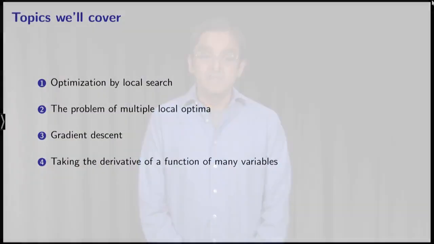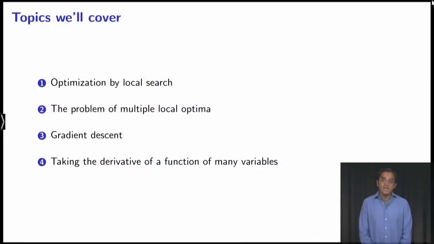So today we'll start by talking about what it means to solve an optimization problem using local search and about the problem of having multiple local optima. We'll then look at the algorithm, gradient descent. All that's needed in order to use it is to be able to compute the derivative of the loss function, and we'll talk a little bit about what that means.